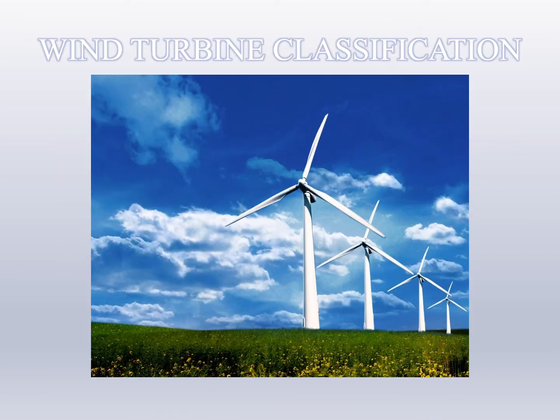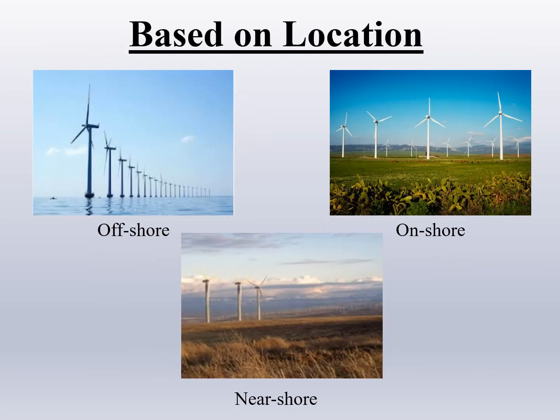So let's see the classification of wind turbines. Based on location, wind turbines are classified into three: offshore, onshore, and nearshore. Offshore means the turbines are at least 10 kilometers away from the land. Onshore turbines are located on land, especially in hilly areas. And nearshore means it's located within 3 kilometers from the nearest shore, or on water within 10 kilometers from land.